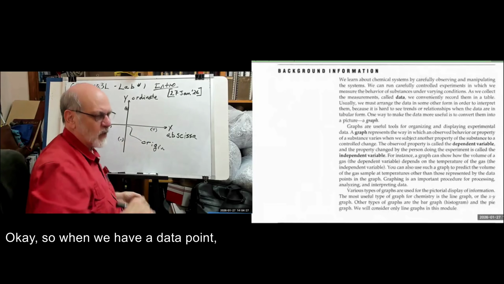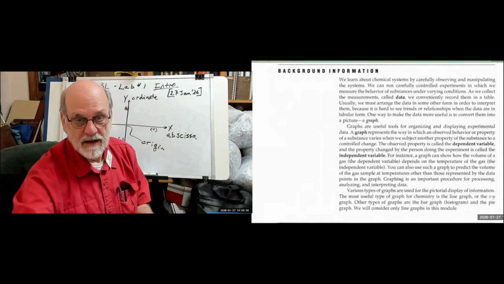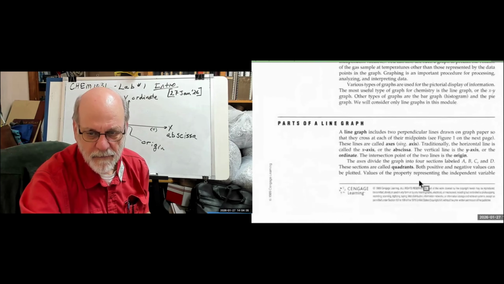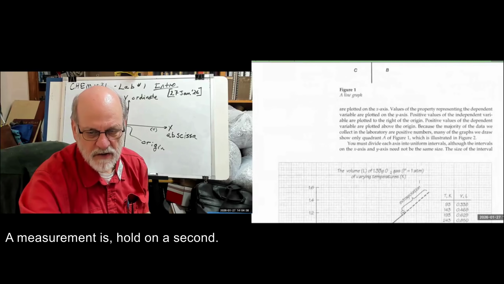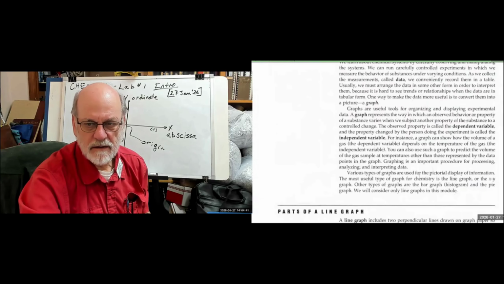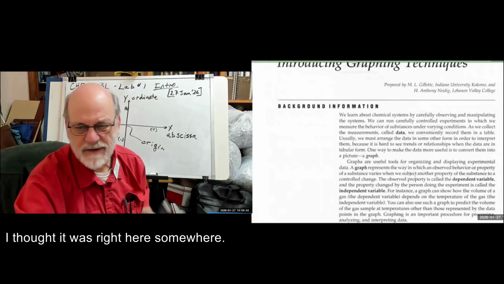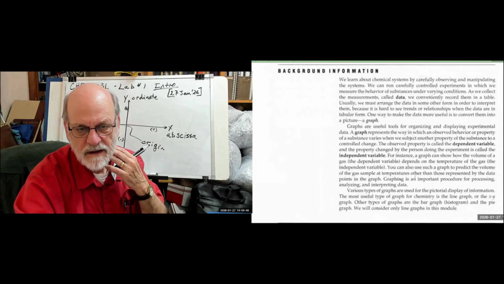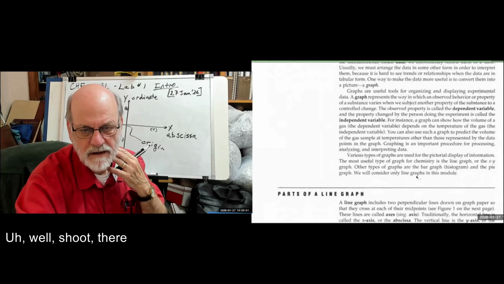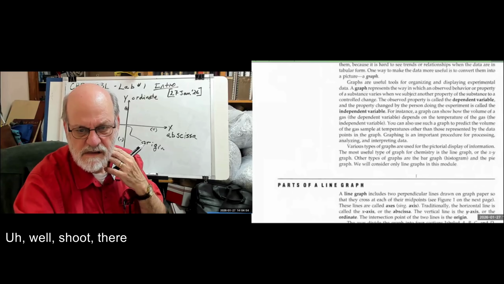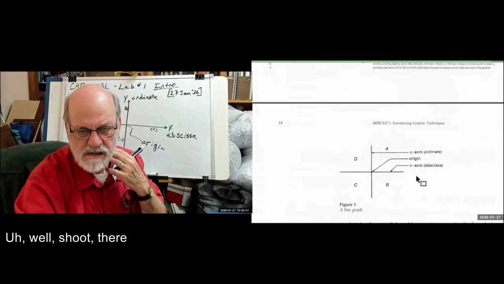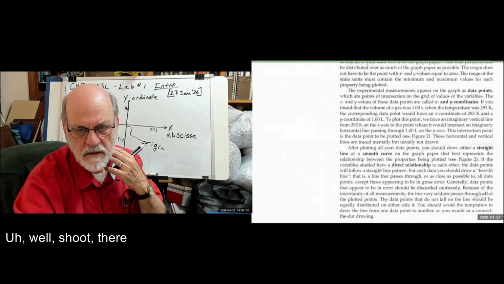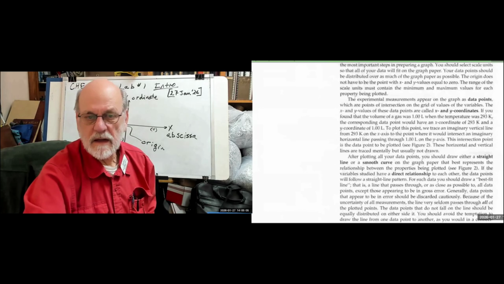Okay. So when we have a data point, what does that data point mean? Well, it says right where is it? A measurement is, hold on a second. I thought it was right here somewhere. Well, shoot. There it is.